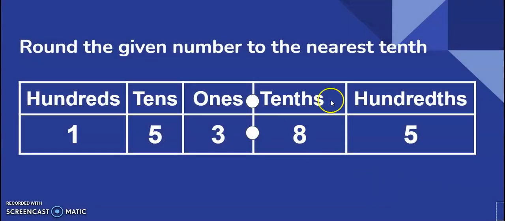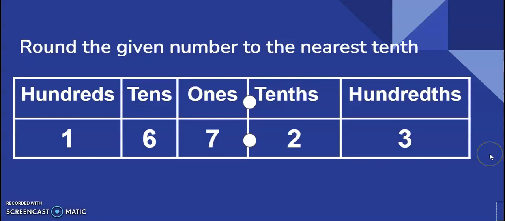Let's practice the same number rounding to the nearest tenth. When I round the same number to the nearest tenth, my target is tenths, so I'm going to make an arrowhead on my target digit, that is 8. I look to the right. The digit to the right is hundredths, that is 5. Since this is 5 or more, once again I am going to add one more to my target digit, that is 8. So when I add one more to 8, it will become 9. So my number would become 153.9.